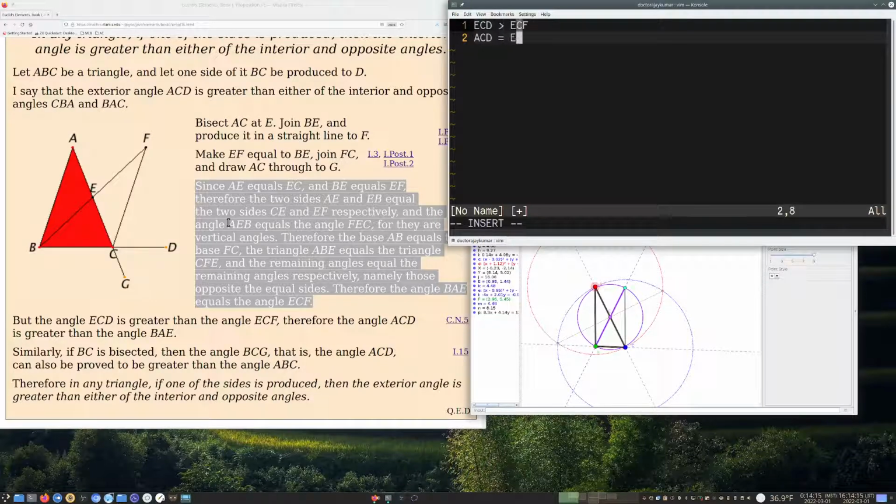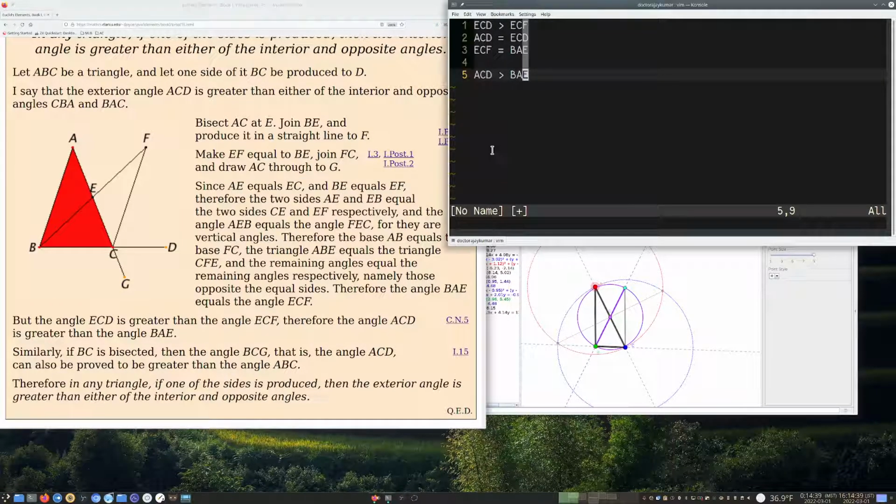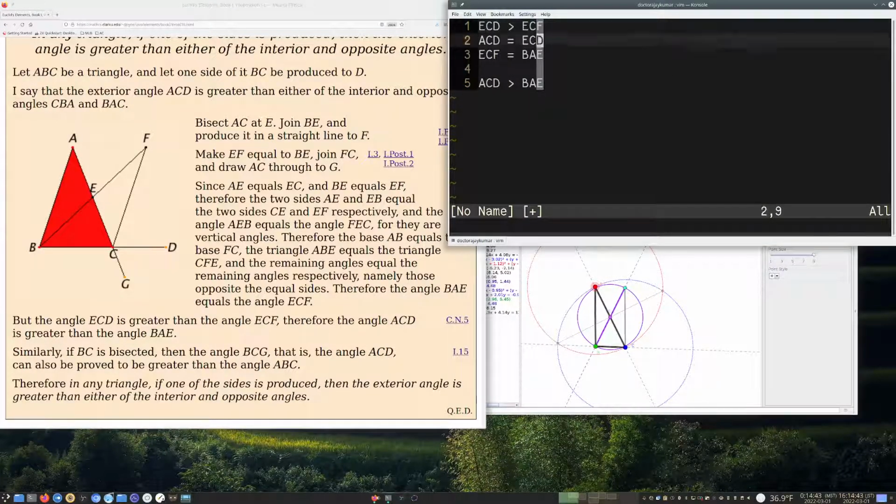ACD equals ECD. And then ECF is equal to BAE. Therefore, ACD is greater than BAE. Is that what he's going to say? Yes. Okay, that's the argument he's just made here with words, but in symbols it's clearer.